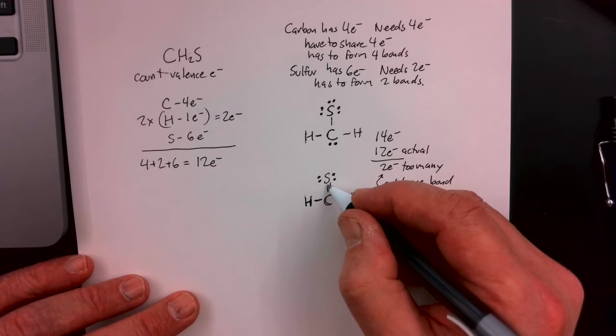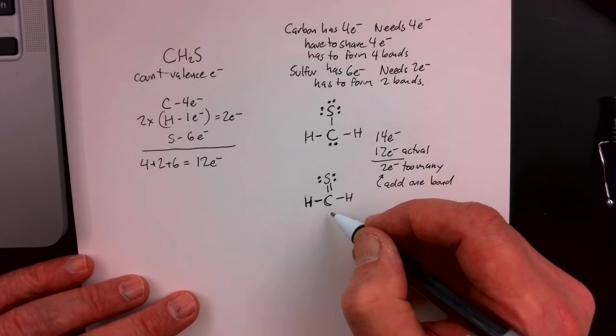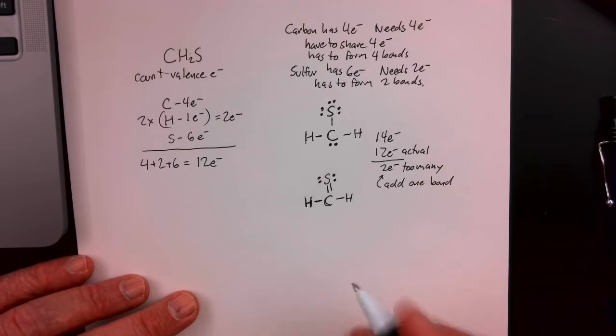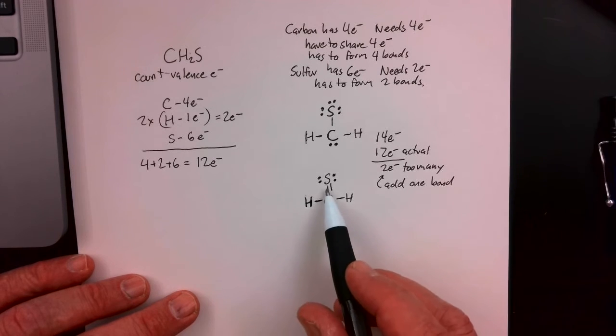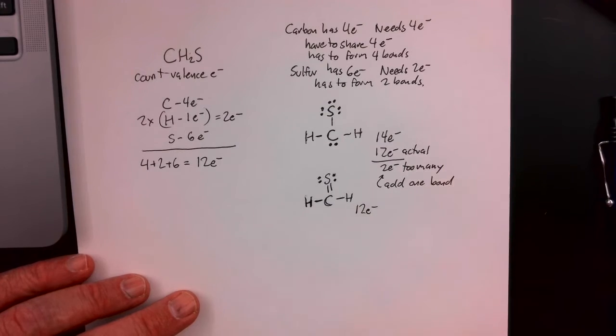I added an extra bond, but I took 2 off of the sulfur and 2 off of the carbon, right? So I added 2, but I took away 4. And so now I'm pretty sure I'm going to be down to the right number of electrons. And in fact, 2, 4, 6, 8, 10, 12, 12 electrons, okay?